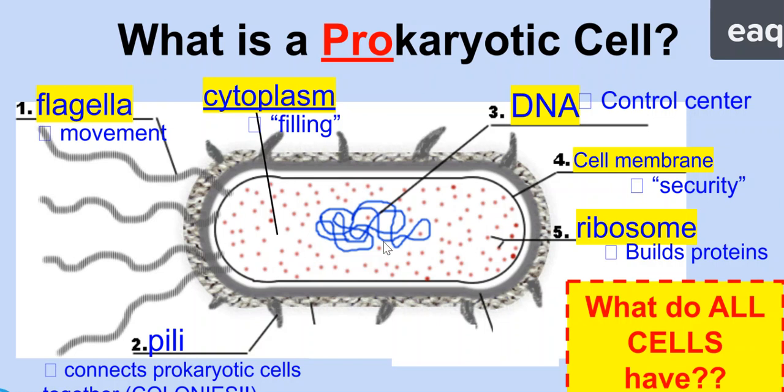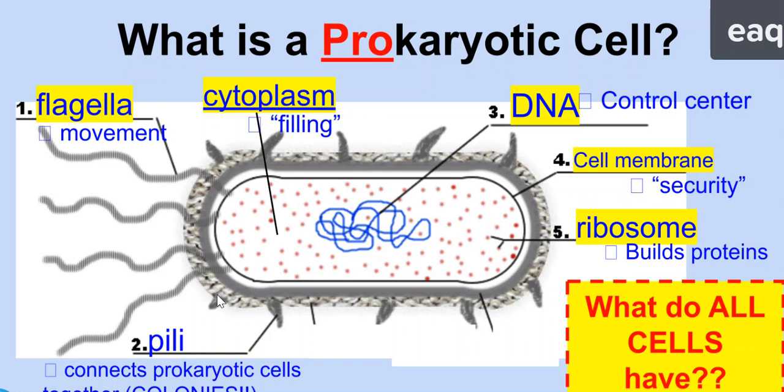Inside of that giant pool, you see all those little dots or beach balls? Those are ribosomes. Ribosomes' job is to build protein. Ribosomes are found in all cells, not just prokaryotic cells. Now, the barrier of our pool is our cell membrane. It holds all the cytoplasm inside.